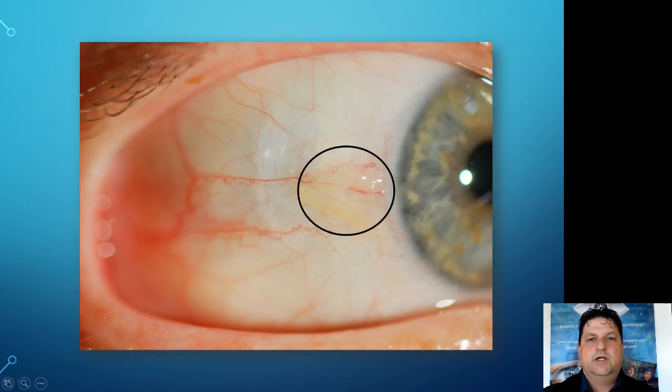Okay, let's see another case just to improve our illustration of this. So here we have this kind of gel, right, which is known in sclerology.